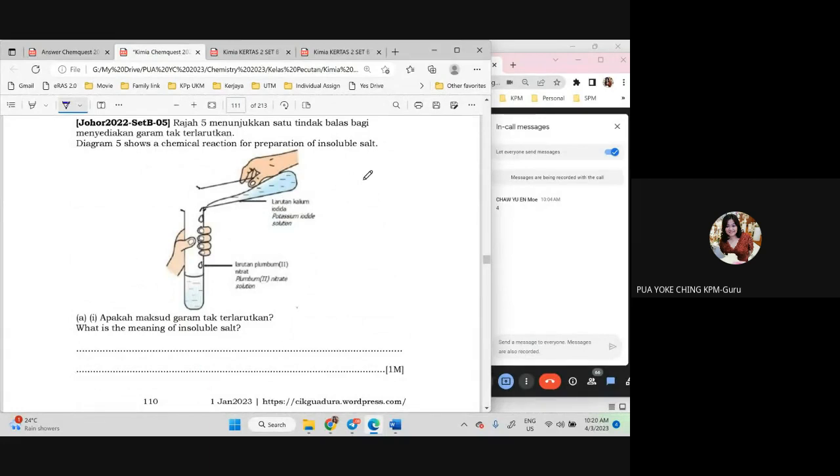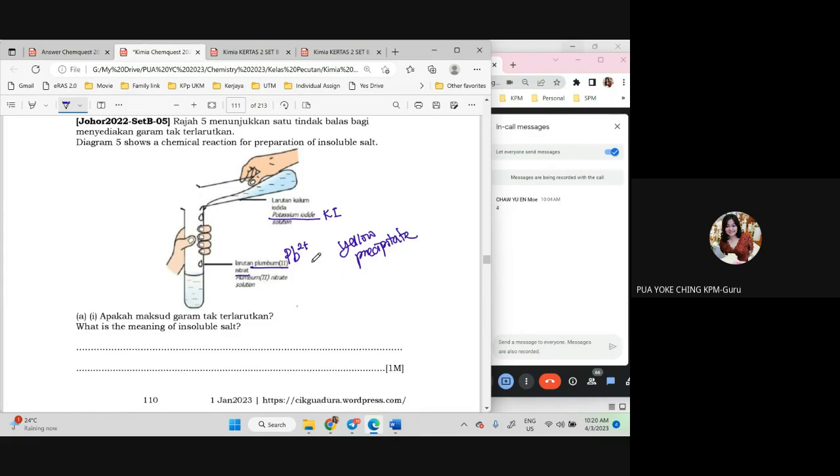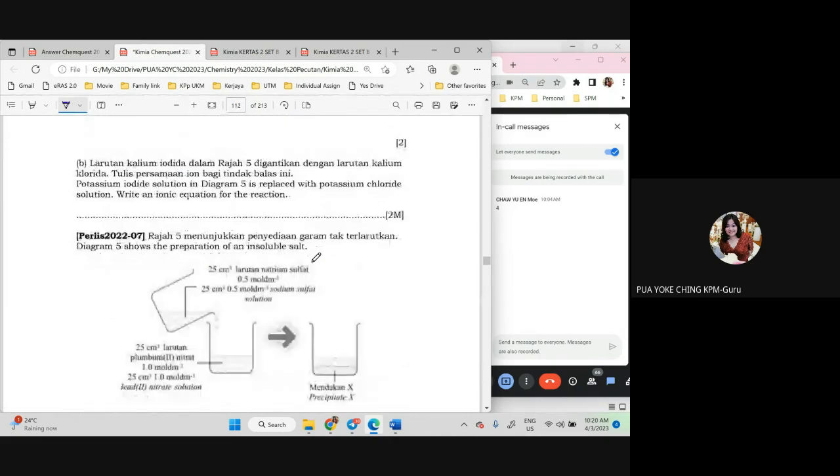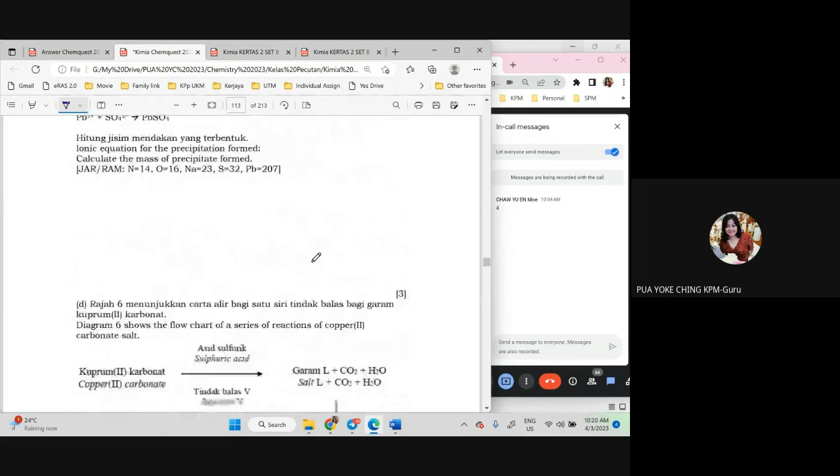So, this is the one yang just now kita kata. You have plumbum(II) nitrate, pakai potassium iodide. So, this is actually Pb2+. This is KI. So, you will get yellow precipitate. Okay. Boleh juga dijadikan sebagai preparations of insoluble salt. Boleh juga dijadikan sebagai cation test.